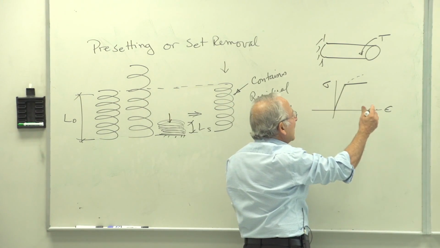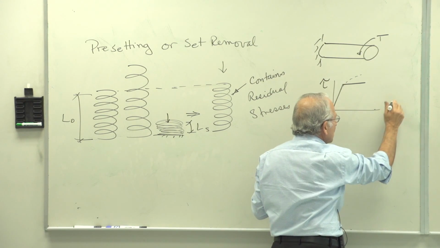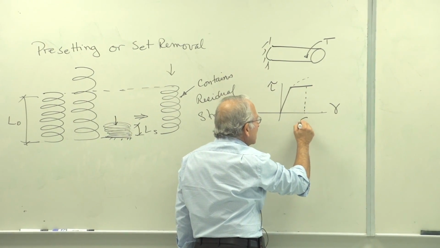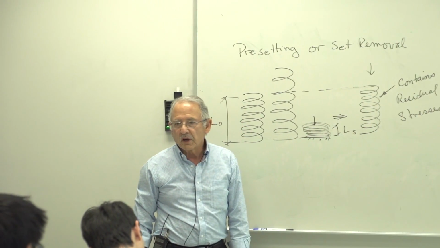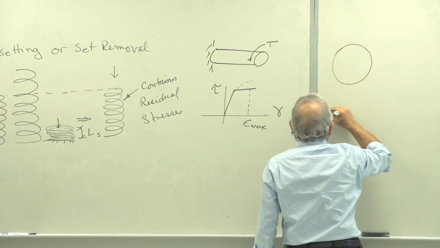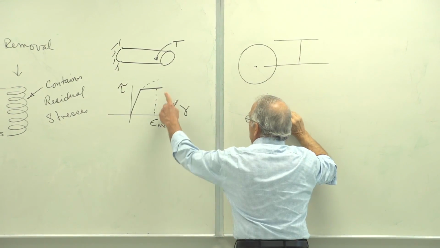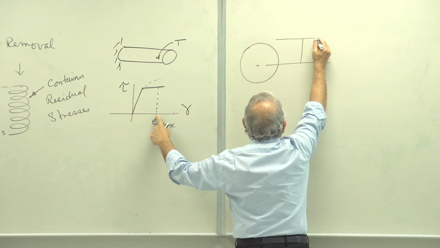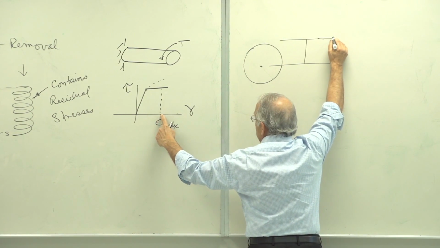We load beyond the elastic limit. That means, this is tau and gamma, by the way. This is shear strain, not normal. Let's say we go up to this strain. If I draw a shear stress diagram for this, here's your cross section. At this point, which is the outer point of the shaft here, I have this strain. Point next to it, and that gives me that stress.